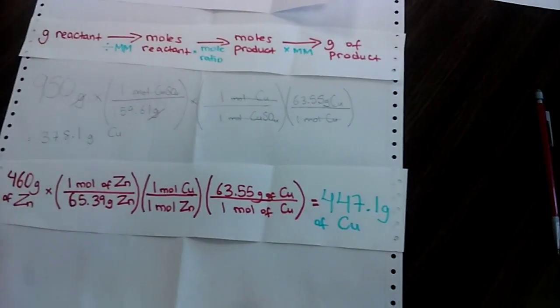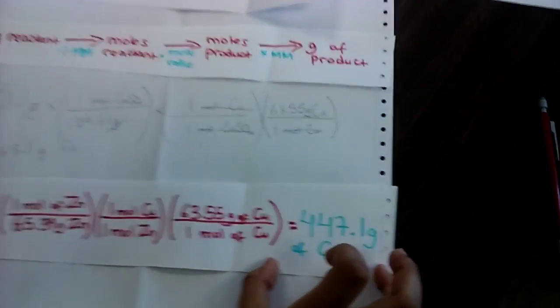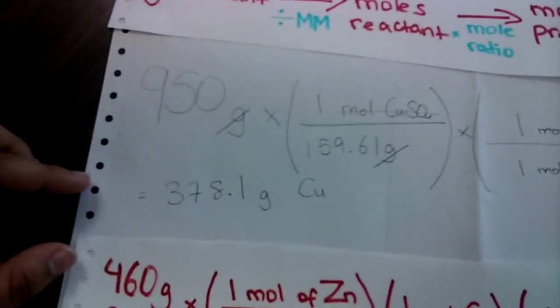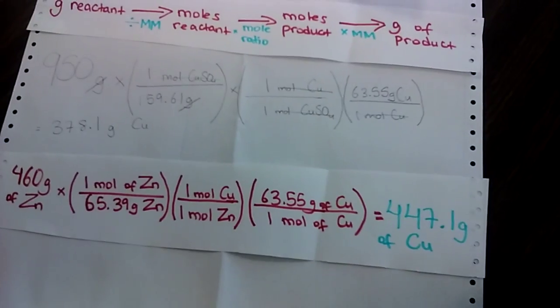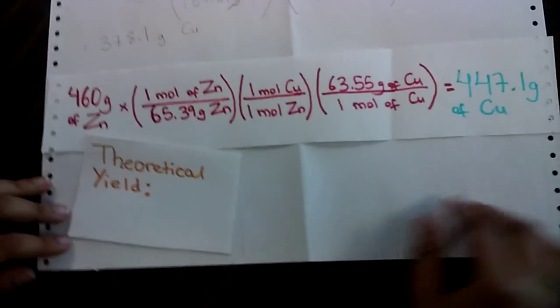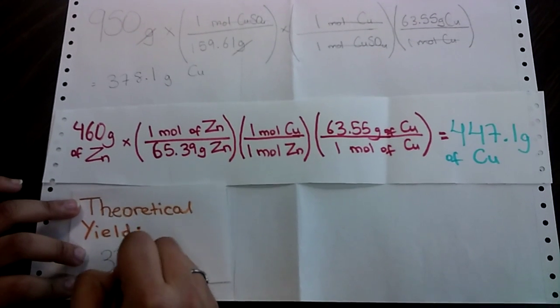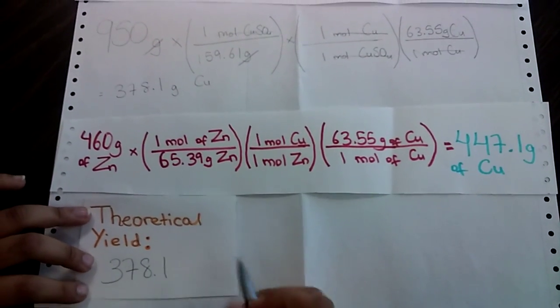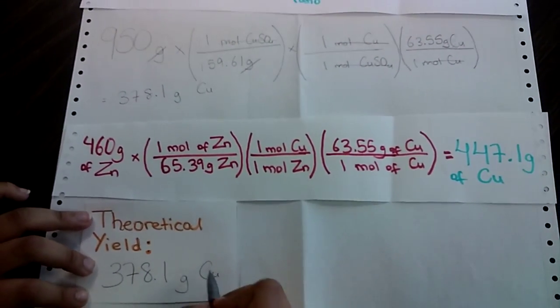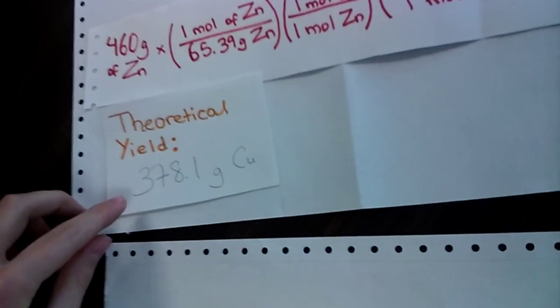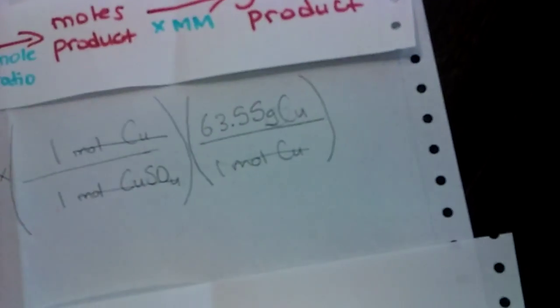Now we see the limiting reactant by comparing these two yields, and the smaller one gives us the theoretical yield. The theoretical yield is the same as the limiting reactant, and that is 378.1 grams of copper. So now that we found our theoretical yield to be 378.1 grams of copper, that answers letter A. But now with letter B, we must find the percent yield.